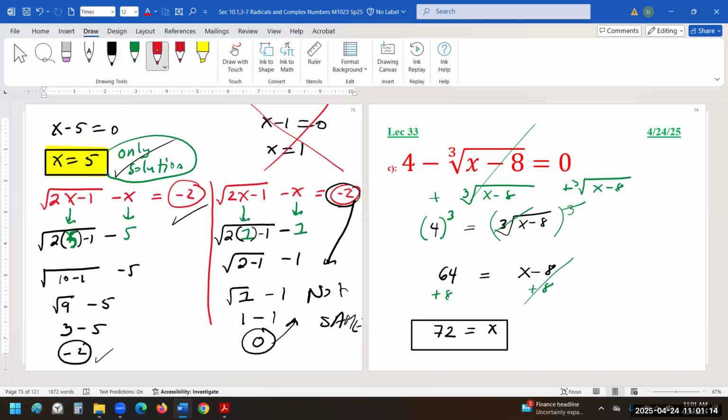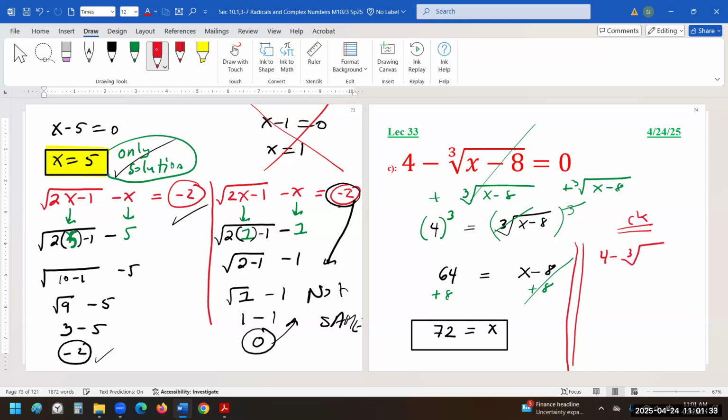Now for odd root, we don't actually have to check the answer because odd root gives us the real solution. For even root, we have a problem. But just to have the habit of checking, I'll check here.